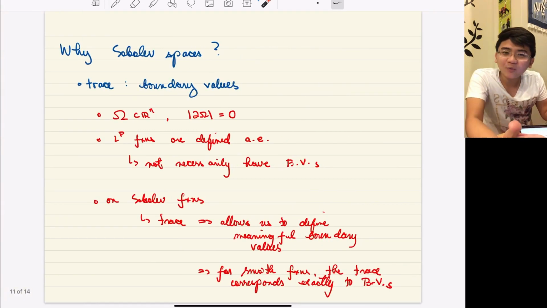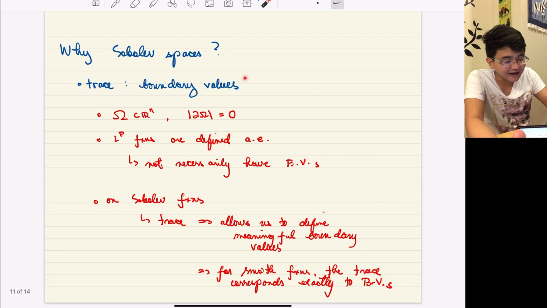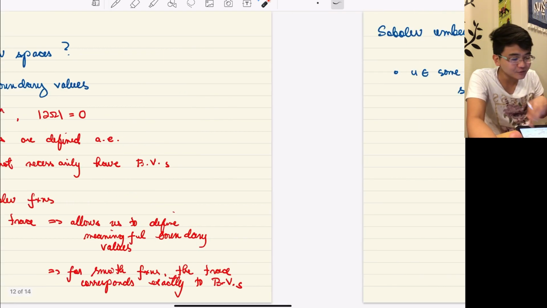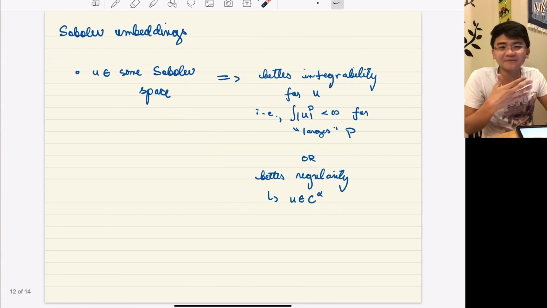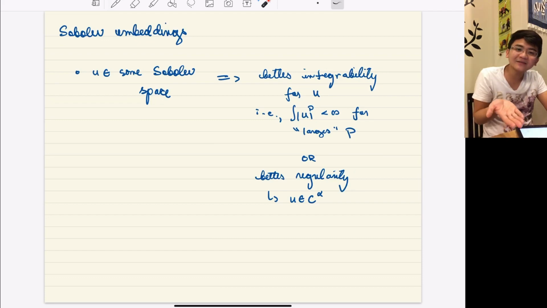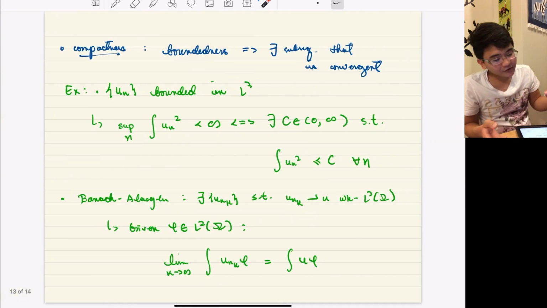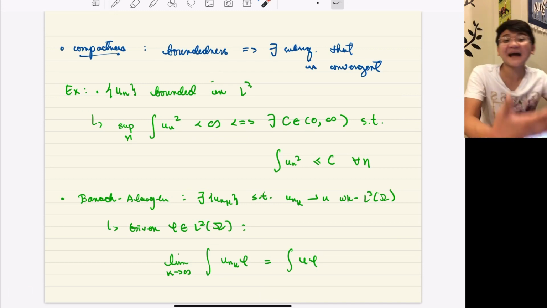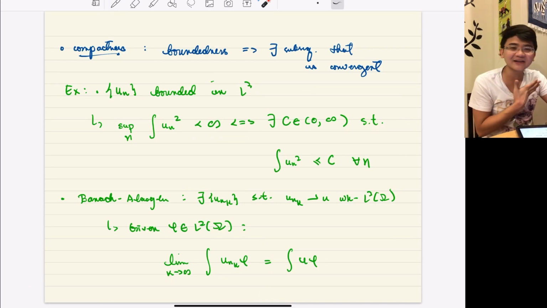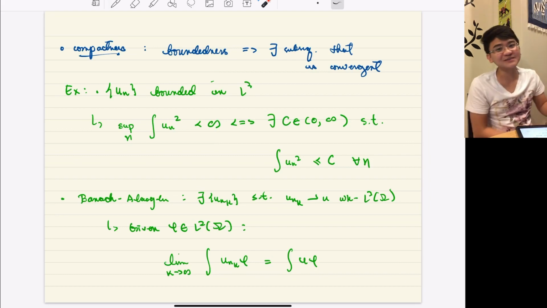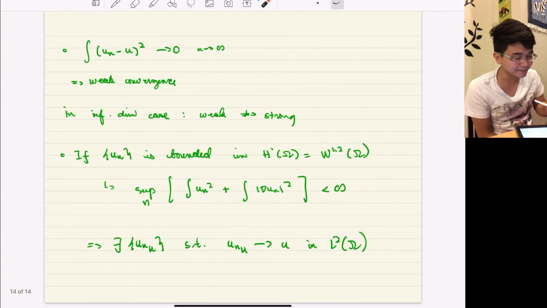And why do we want them? Because we can look at trace, which are boundary values. We get lots of nicer things like better integrability or better regularity. And we also have some better compactness results, like boundedness gives you the existence of convergent subsequences. So it's very nice. Okay.